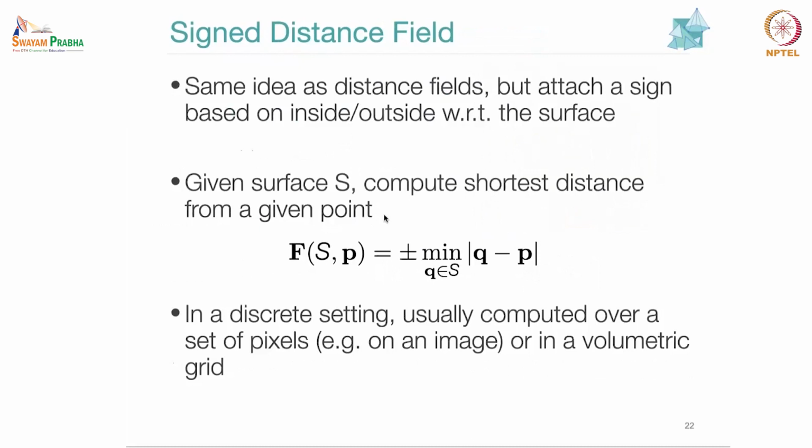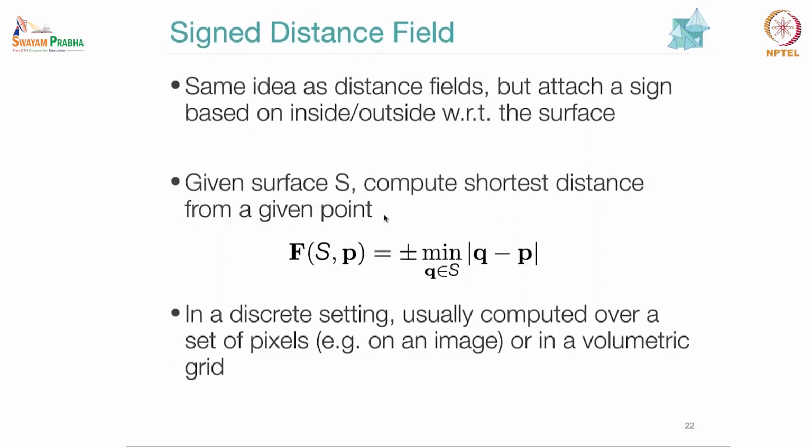Signed distance field, I have already explained to you. It's the same idea as distance field, but we attach a sign based on inside or outside with respect to the surface. Given a surface S, you compute the shortest distance from a given point, and it's the same expression, but you need a way to figure out the sign of the distance, right? In a discrete setting, you almost always compute it on a set of pixels or on a volumetric grid. Pixels as in a 2D image, or a volumetric grid in 3D, right? You may also want to compute it over triangles or tetrahedrons.